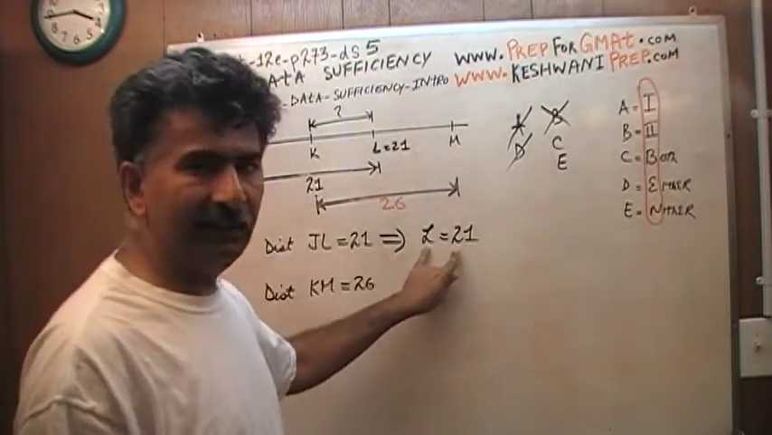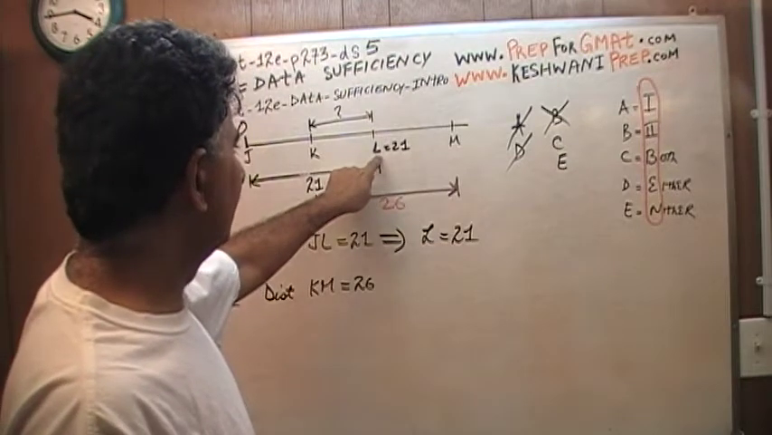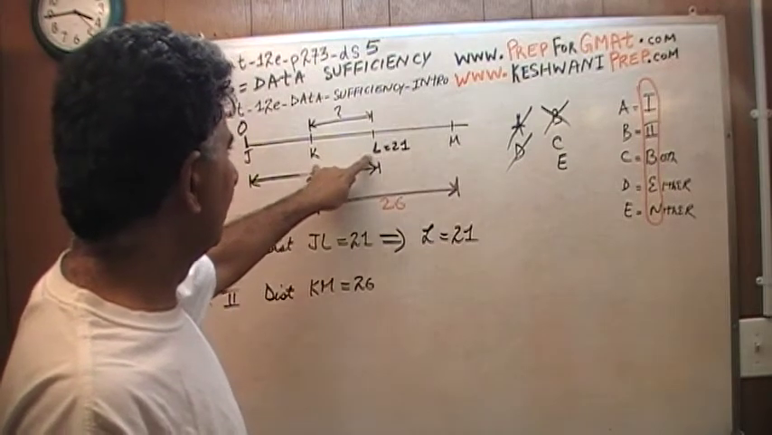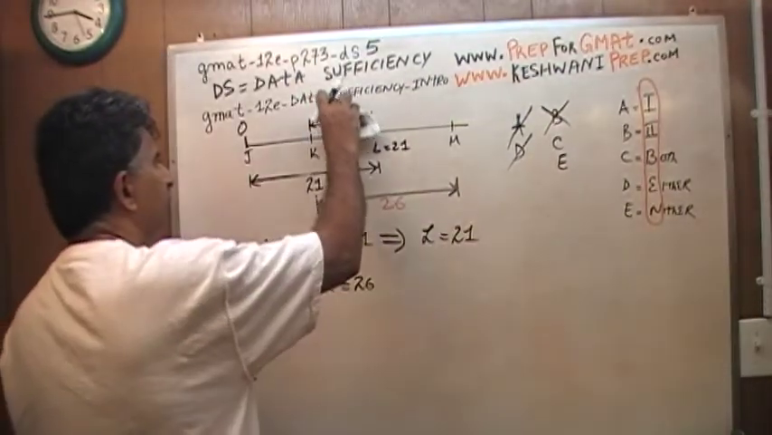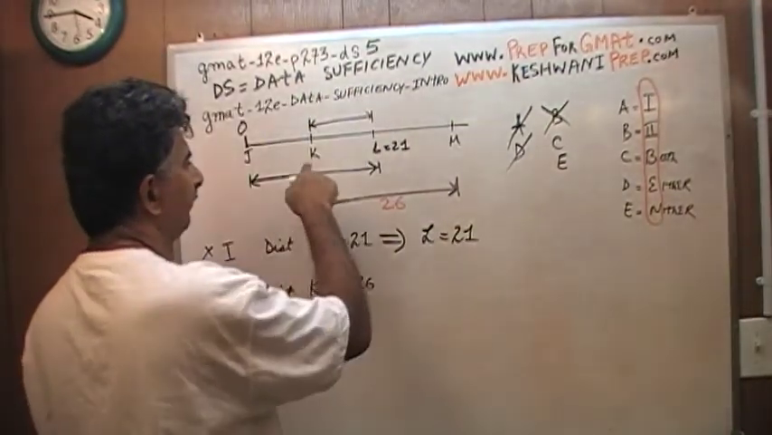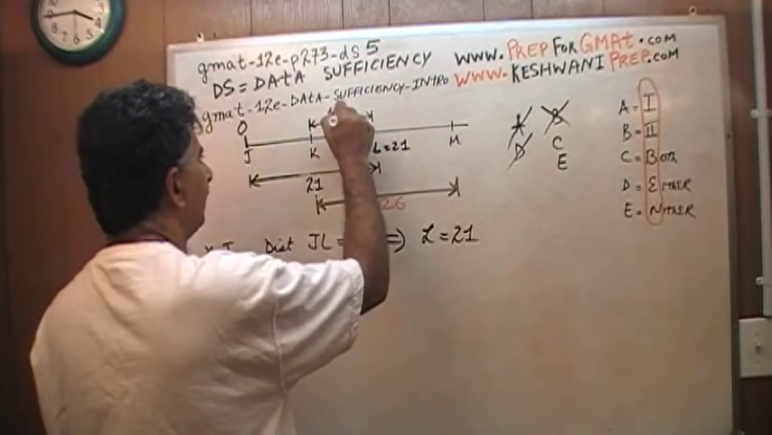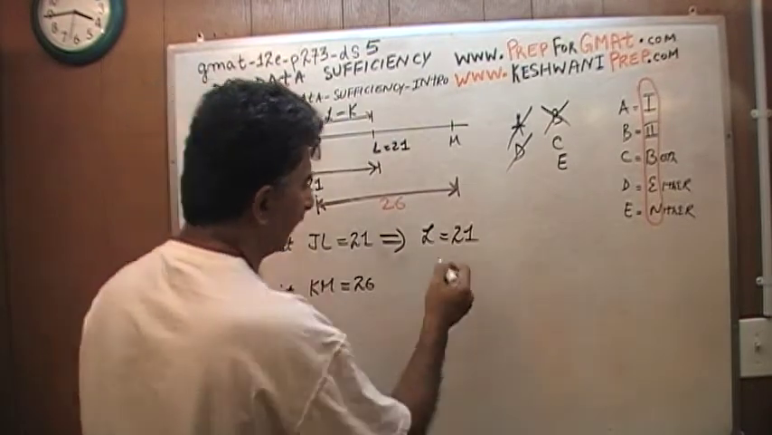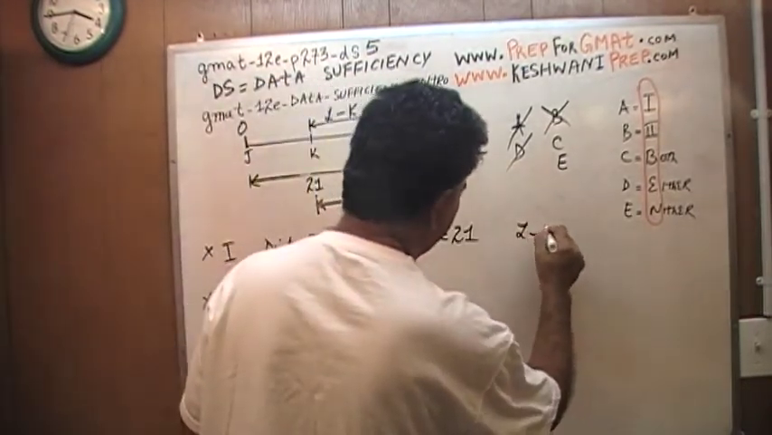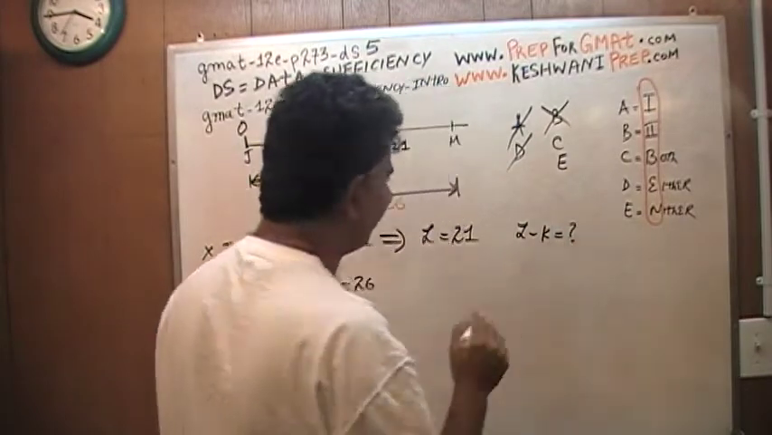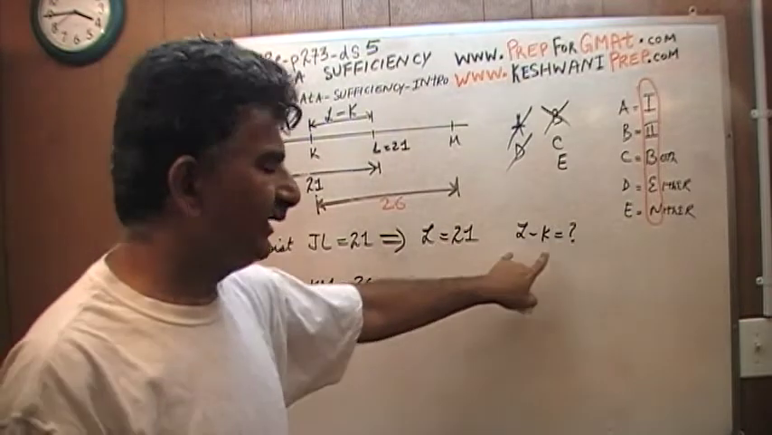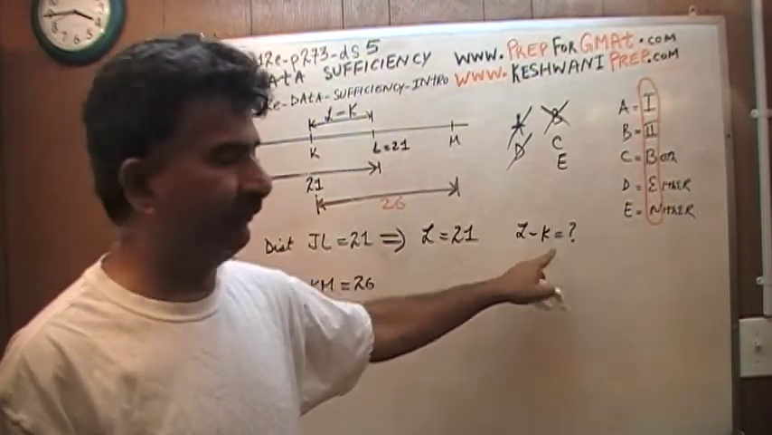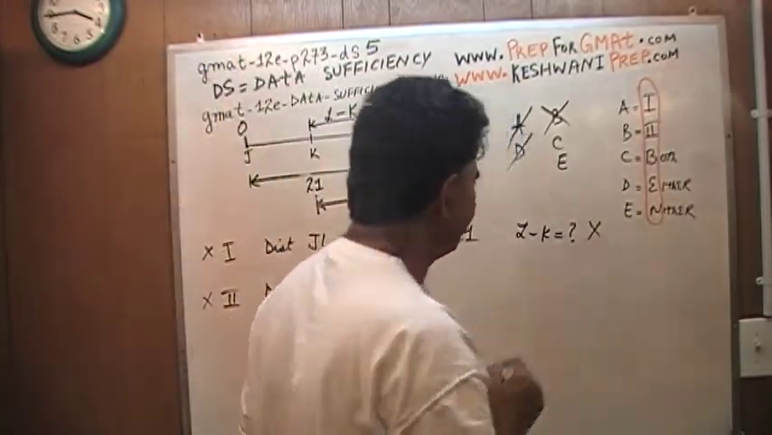Simply knowing that L is 21, does that tell me what is K to L? K to L, that's what they're asking, which is the same as saying what we're trying to figure out is L minus K. Does that tell us what is L minus K? The answer is no, of course. How can I figure out L minus K? Simply telling me what L is does not help me figure out what is L minus K. This information is useless. That's the first statement.